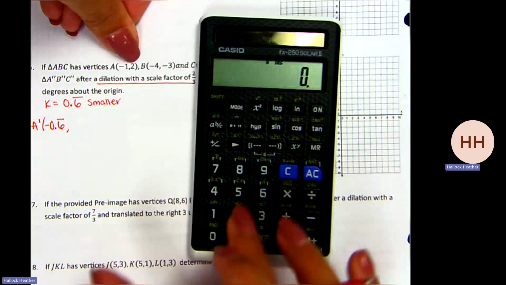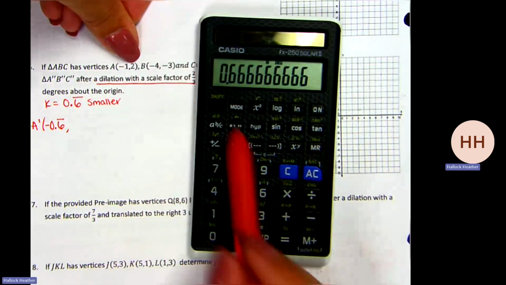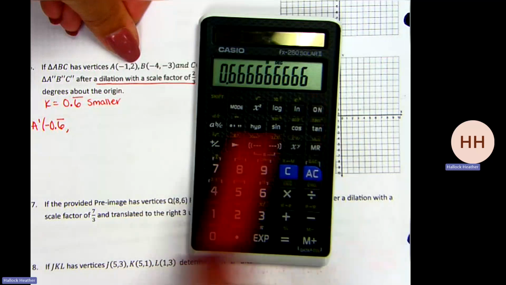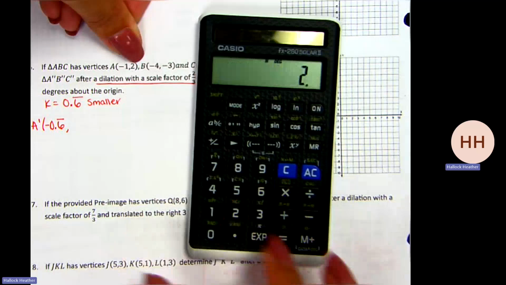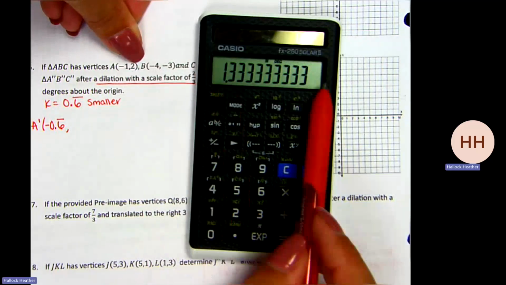Now we're going to do the same thing for the y. So I have 2/3, so 2 divided by 3, 0.6 repeating. And this time I'm multiplying by 2. So times 2 is 1.3 repeating.